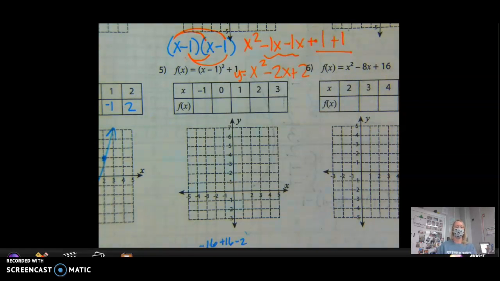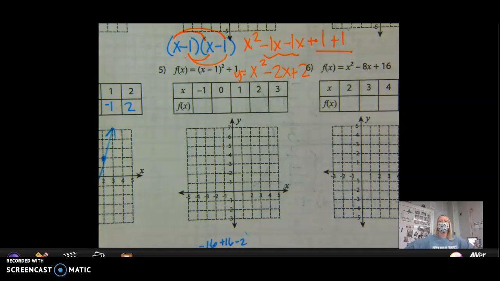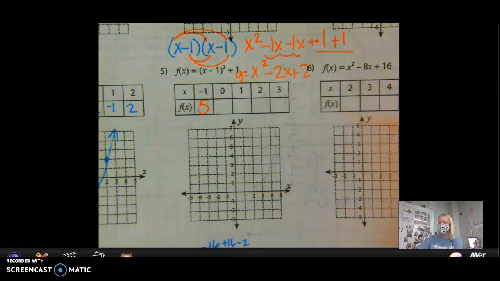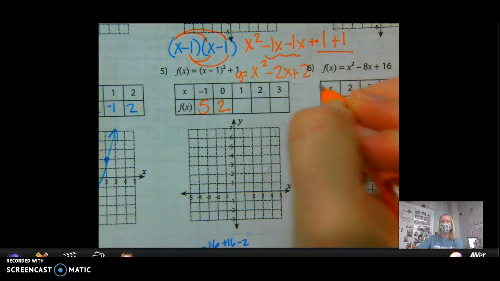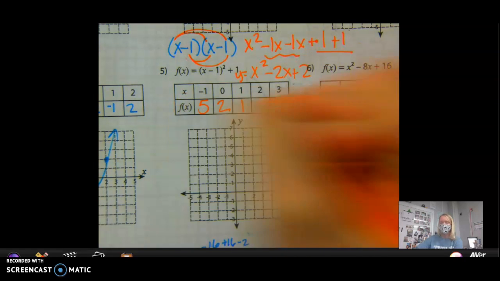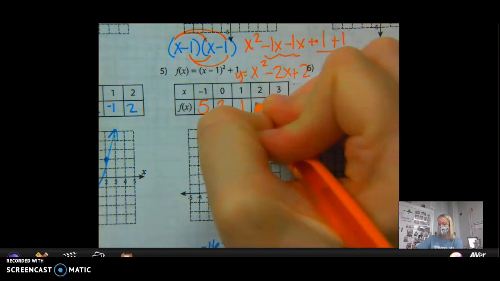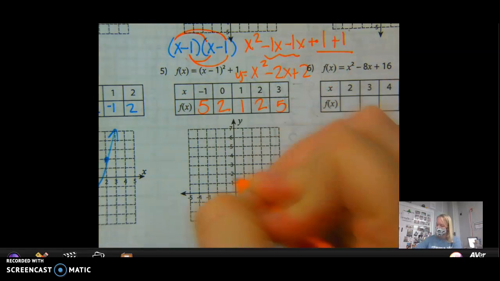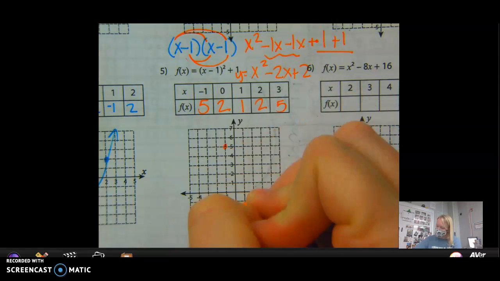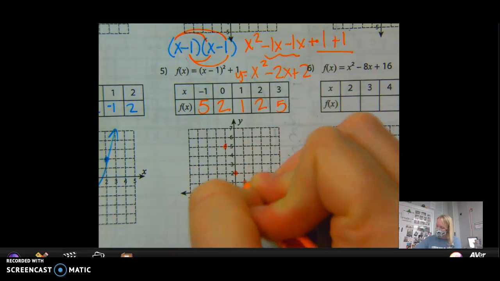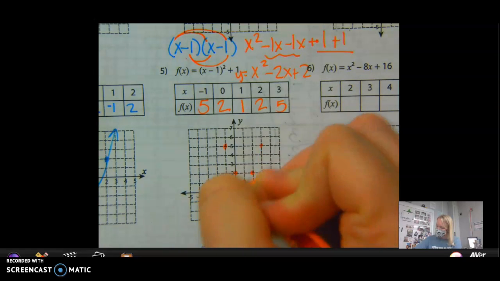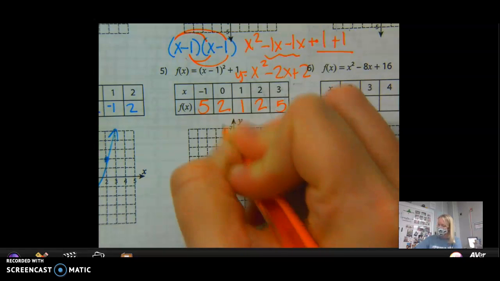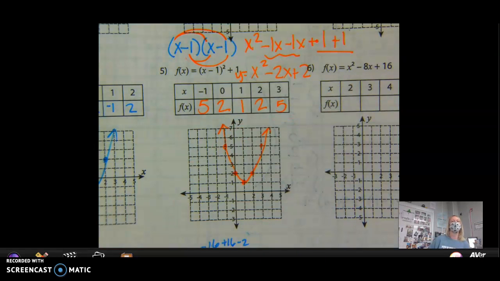And then graph it. When you plug in negative 1, what do you get for an output? 5 is correct. When you plug in 0, what do you get for an output? When you plug in 1, what do you get for an output? Good job, guys. When I plug in 2 and 3. Good. So back 1 up 5, 0 up 2, 1, 1, 2, 2, 3, 5. Max or min? Min because it's going up, right?